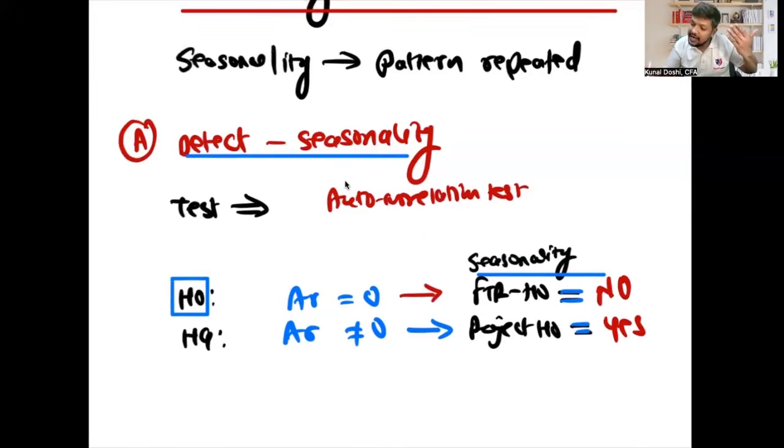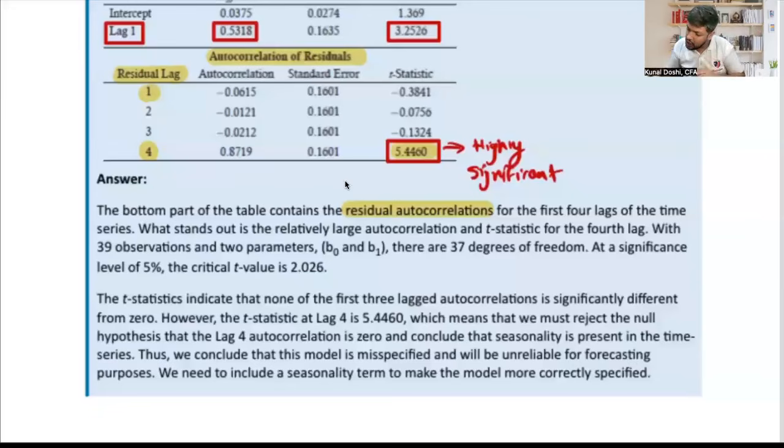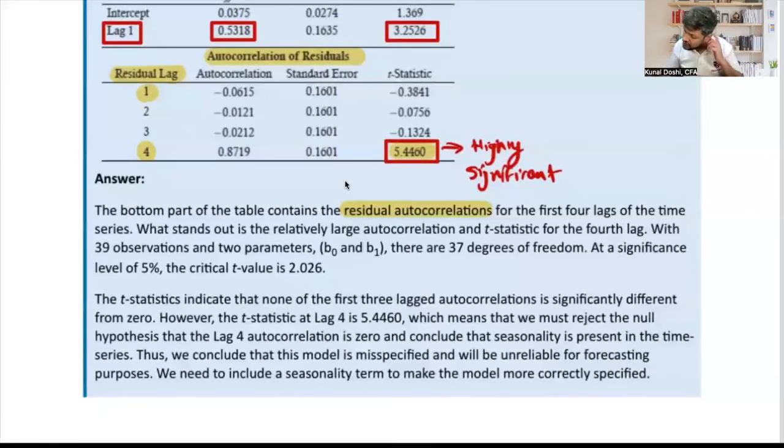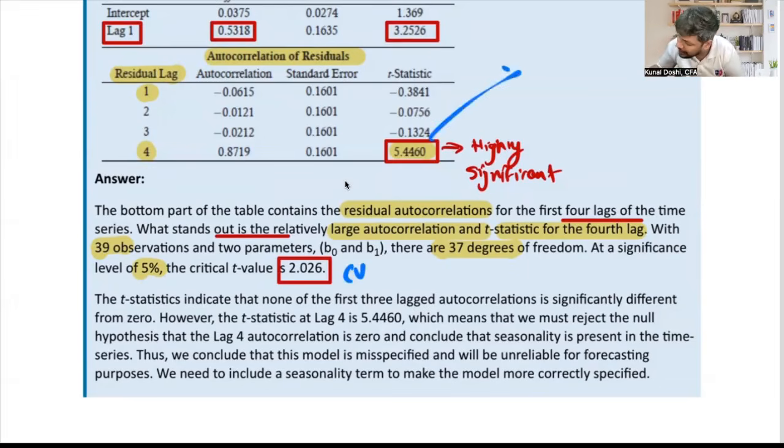Now let us see that in the information of the question as well. Among the first 4 lags, a relatively large autocorrelation and t-statistic stand out for the fourth lag, with 39 observations. There are 37 degrees of freedom at 5% significance, and they have given us the critical value 2.026. This is my critical value. My test statistic is 5.4446. So my conclusion is going to be to reject the null. Am I correct?